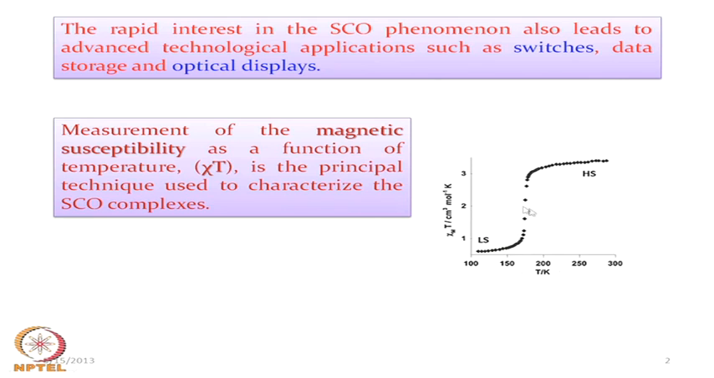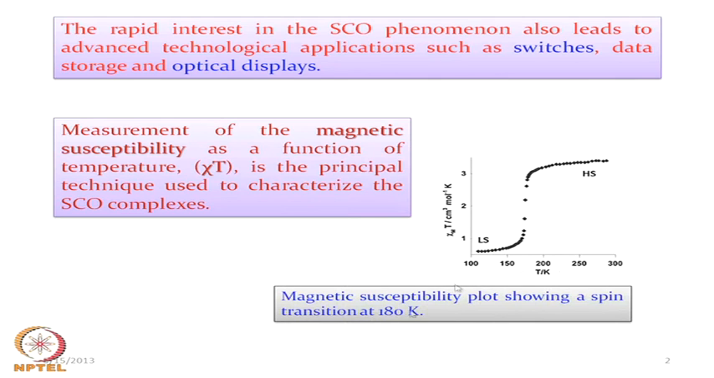So, this temperature range of 170 to 180 Kelvin is the typical range for the corresponding spin transition. This is the region where we can assume that spin crossover is taking place between the low spin state and the high spin state. This is basically the magnetic susceptibility plot showing a spin transition at around 180 K.